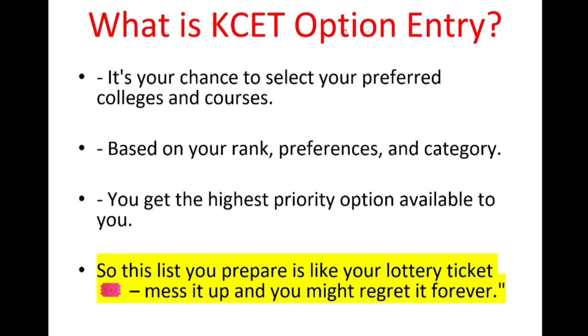First of all, we will understand option entry. What is option entry? KCET gives you a chance to fill a priority list of colleges plus branches you want. They'll check your KCET rank, category, and your preference order, and give you a seat accordingly. So this list you prepare is like your lottery ticket. Mess it up and you might regret it forever.